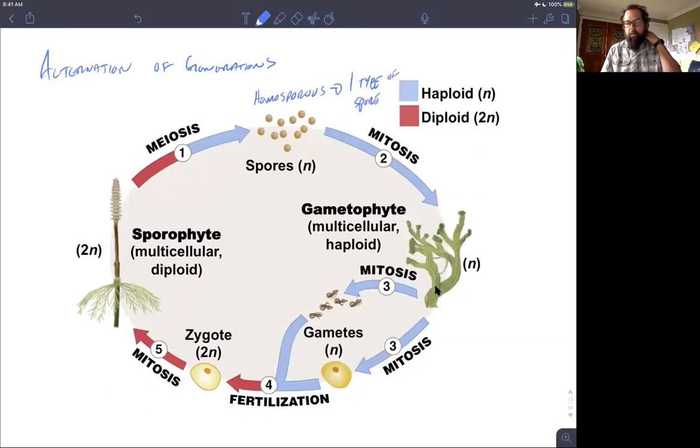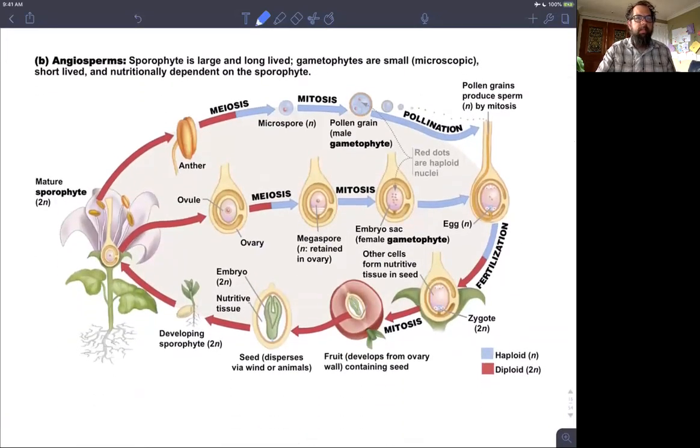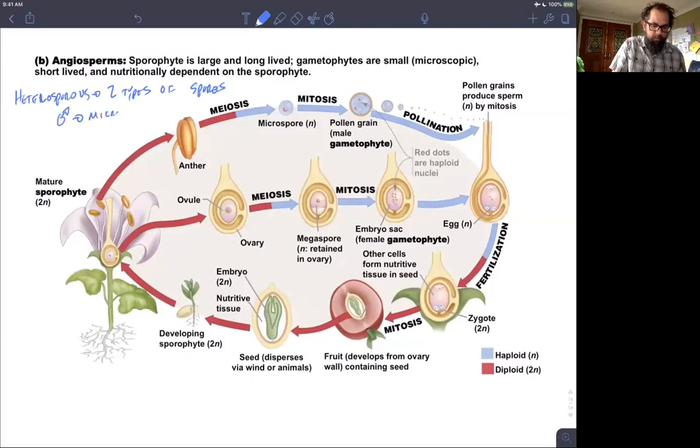That develops into the gametophyte and onward through the alternation of generations. Well, angiosperms, if you recall, are heterosporous. And so that is an important distinction to be made between that and some of our other land plant lineages. And so what was heterospory? Well, heterospory is that we have two types of spores. And specifically, we have male microspores and female megaspores.